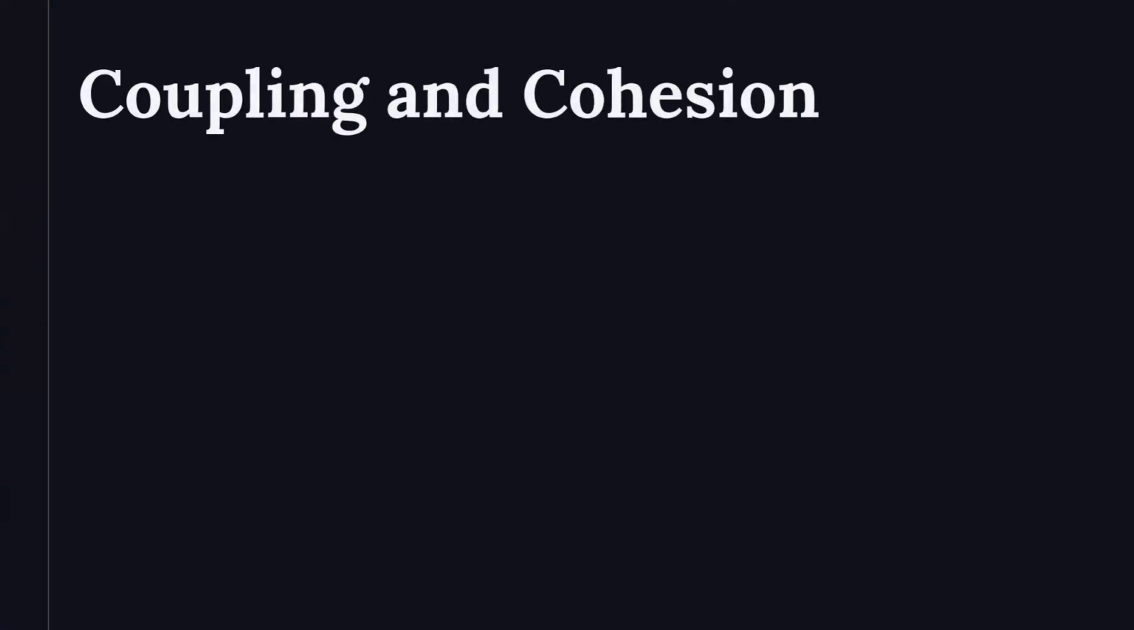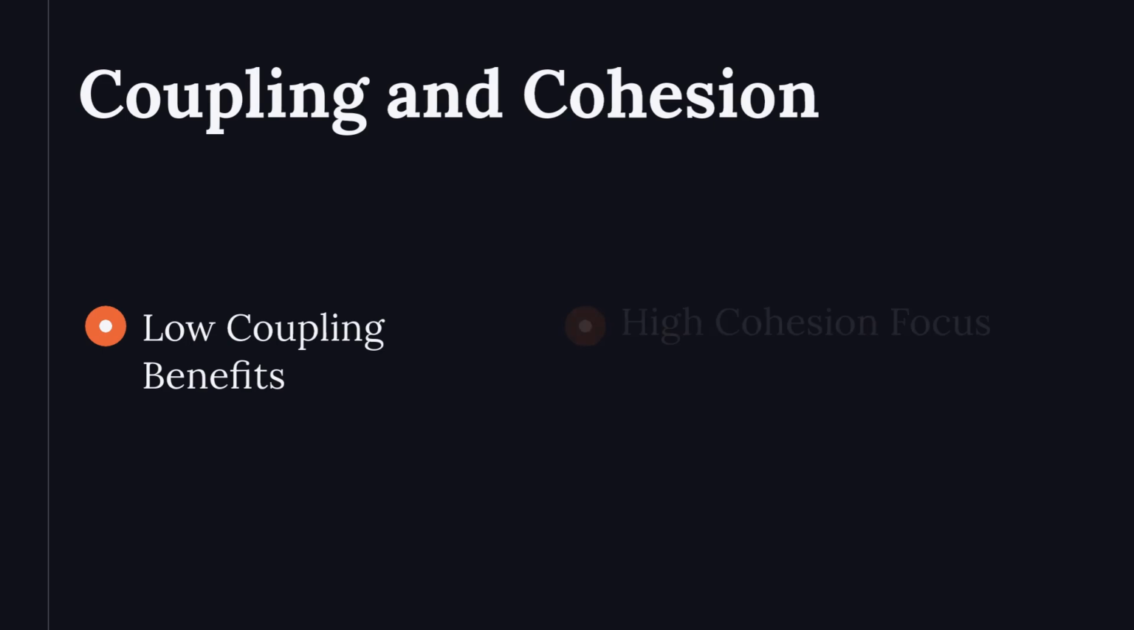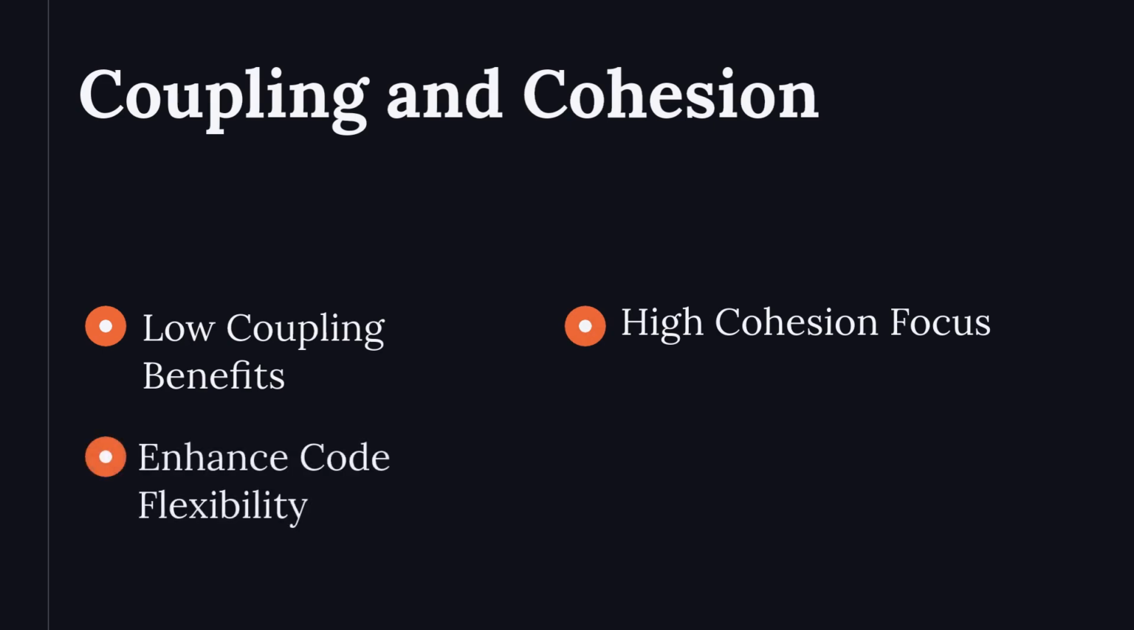Coupling measures module dependency. Low coupling means modules operate independently. Cohesion refers to how related functions within a module are. High cohesion focuses on a single task, improving clarity. Together, they enhance code flexibility and maintainability.